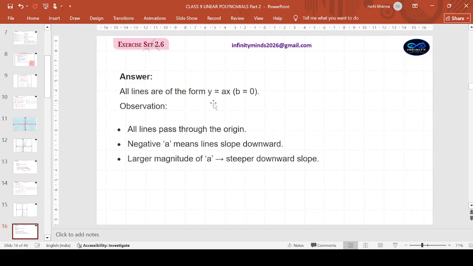Conclusion points. y equals to ax, b is 0, they all pass through the origin. Negative a means slope is downwards. Larger a, steeper downwards. Absolutely the same in the opposite direction. Every time the growth graph will be like this, the decays are going to be like this. Secondly, in a comparison between them, the larger the value of the slope, the steeper it is going to be. Similarly here, as they are falling, there would be a comparison of them: which is less steep and which is more steep.